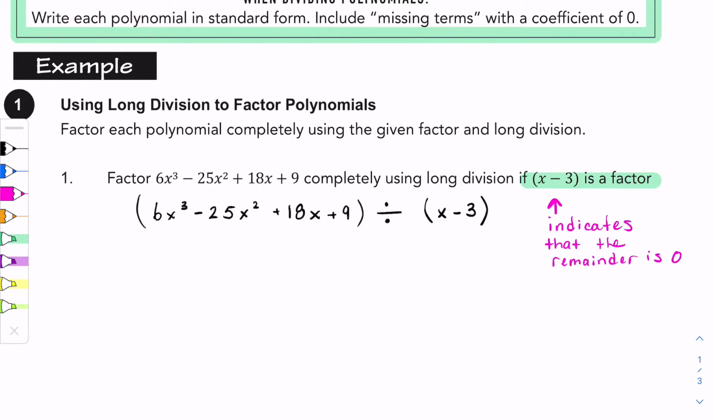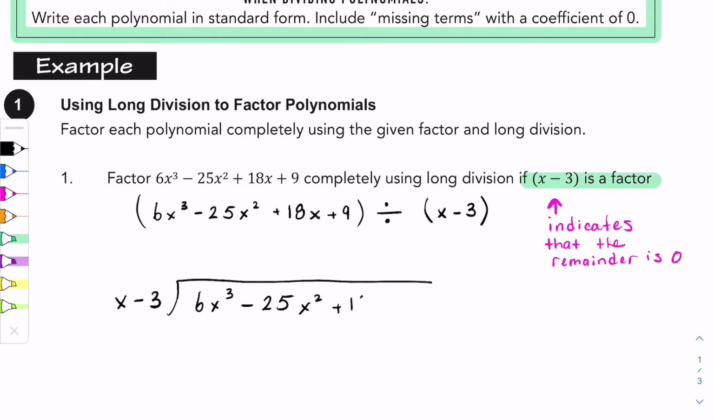All right, so we're going to use long division. I'm going to set this up. x minus 3. Underneath the sign, we have 6x cubed minus 25x squared plus 18x plus 9. We look at our first terms, off to the side or in your head, however you're comfortable doing it. 6x cubed divided by x is equal to 6x squared. That's the first term of your quotient.